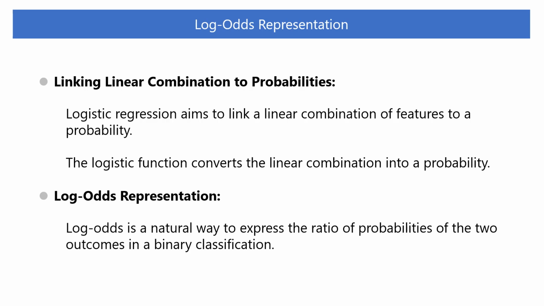The second reason is its logit representation. Logistic regression aims to link a linear combination of features to a probability. A linear combination can have any value from negative to positive infinity. The logistic function converts the linear combination into a valid probability. The input to the logistic function represents the logit. This is a natural way to express the ratio of probabilities of the two outcomes in a binary classification.